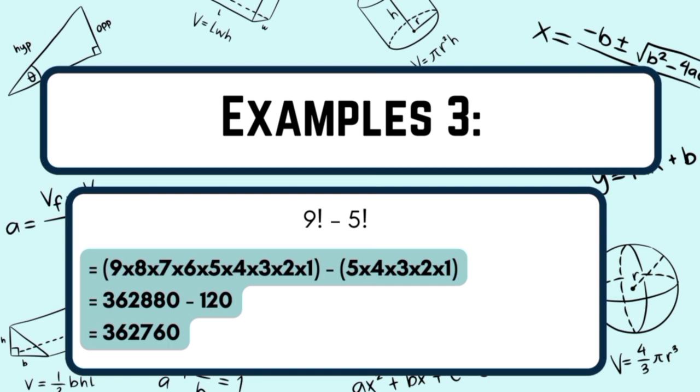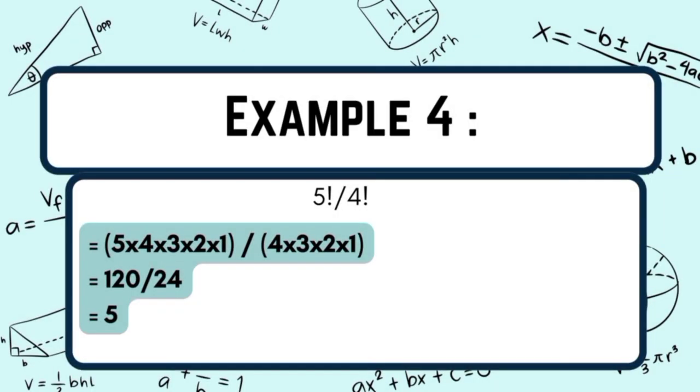So here's example number 3. 9 factorial minus 5 factorial. 9 factorial is 9 times 8 times 7 times 6 times 5 times 4 times 3 times 2 times 1, minus the factorial of 5, which is 5 times 4 times 3 times 2 times 1. So 9 factorial is 362,880 while 5 factorial is 120. So 362,880 minus 120 equals 362,760.